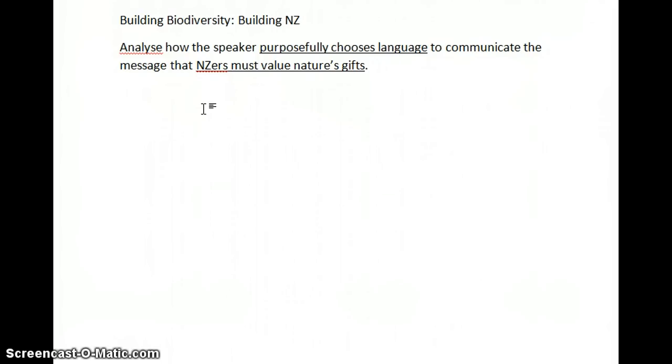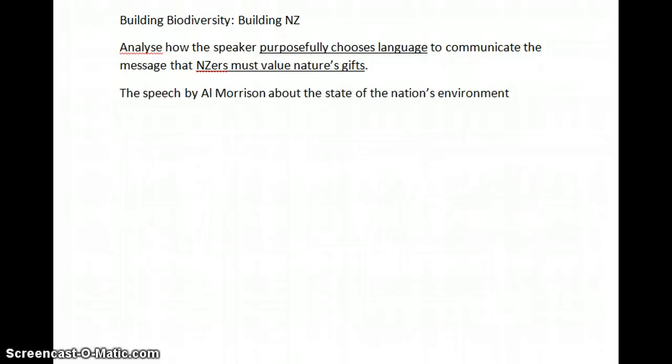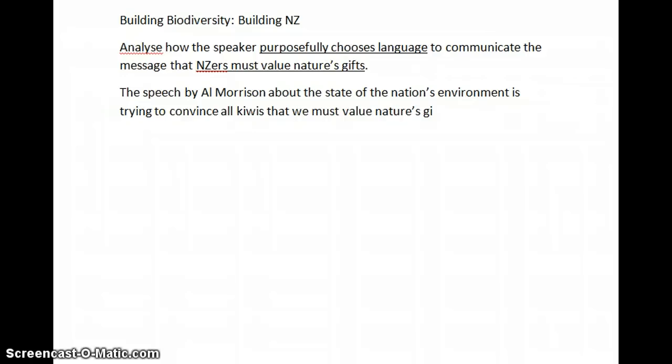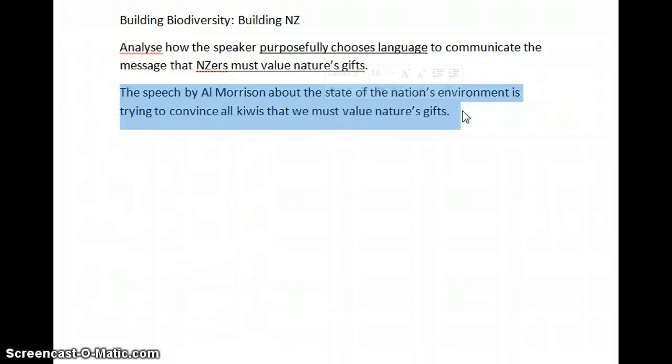I want to start off by saying the speech by Al Morrison about the state of the nation's environment is trying to convince all Kiwis that we must value nature's gifts. If I start off by repeating his words, the examiner knows that I'm addressing the question.